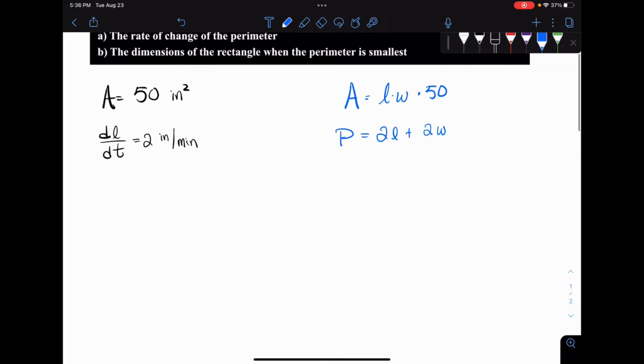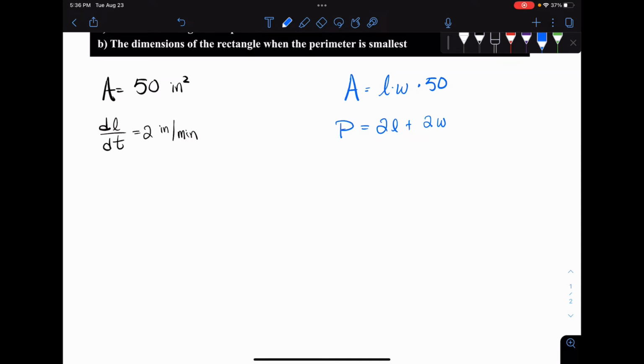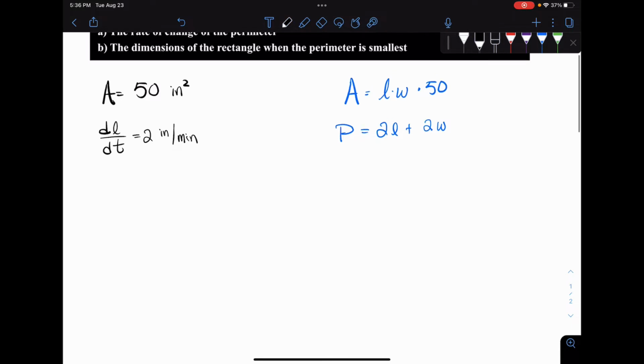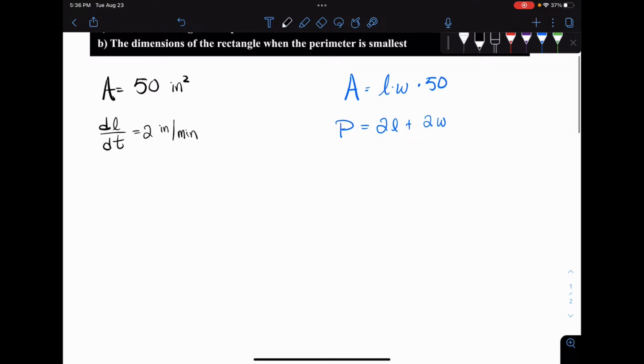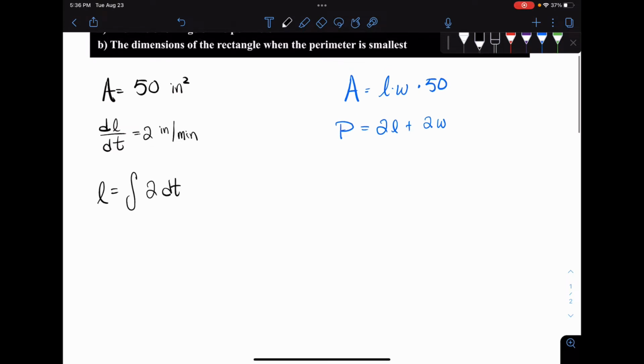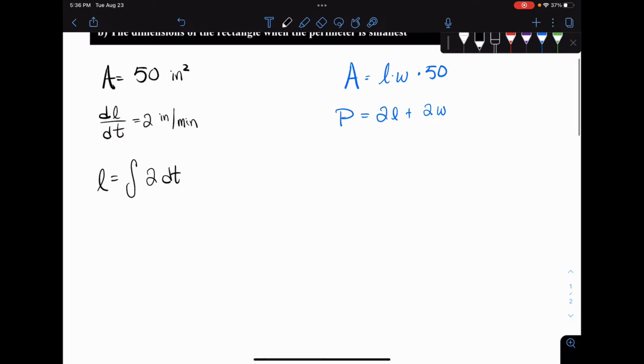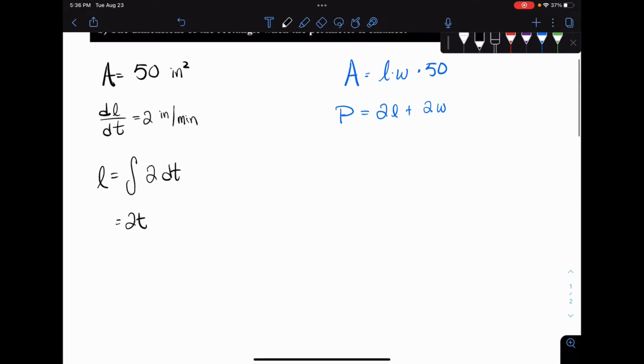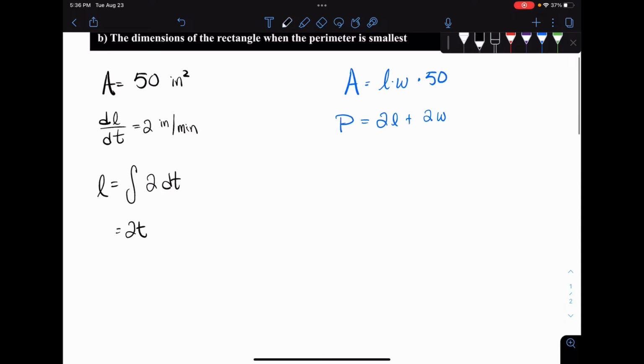To find change in perimeter, one of the things we need is change in width. So we're going to start with dL/dt here. If we integrate this, we'll have our length, and then we can find width from there. So the integral of 2 dt is going to become 2t. And then if we plug that into our area equation, this is going to lead us to a width equal to 25 over t.